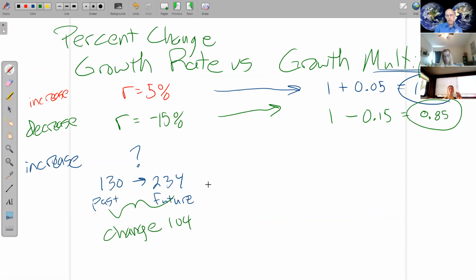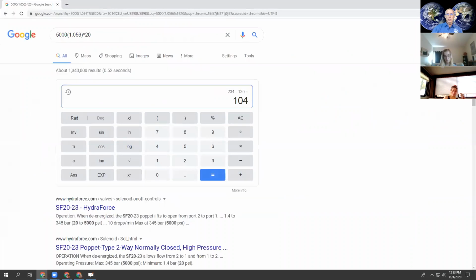To get the percent change, I have to take the amount of change, the 104, and divide by the original amount, the 130. So this will give me the percent change. Okay? So this one right here is what we call absolute change. It's just a subtraction. And this one right here is going to give me percent or relative change. So then on the calculator, we whip out 104 divided by 130, the original amount. And this tells me that my percent change is 80%, 0.8.